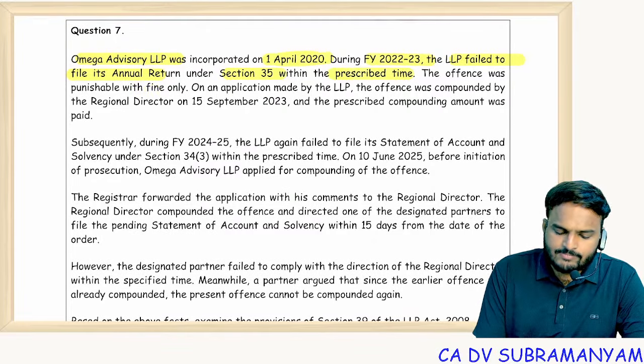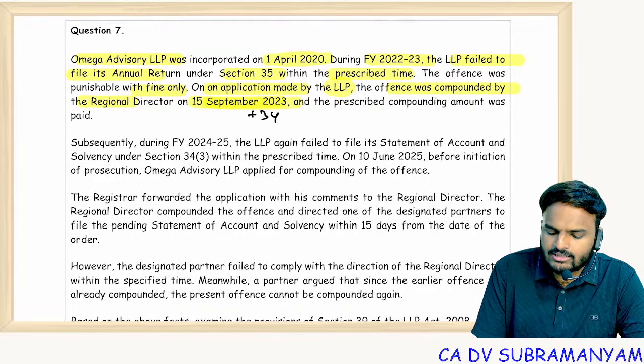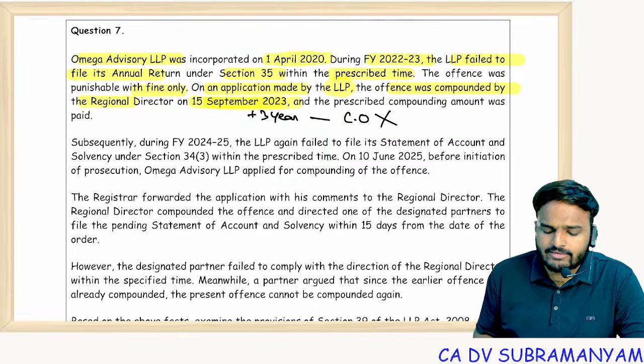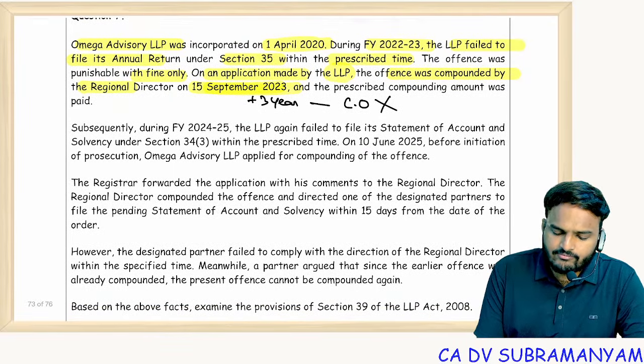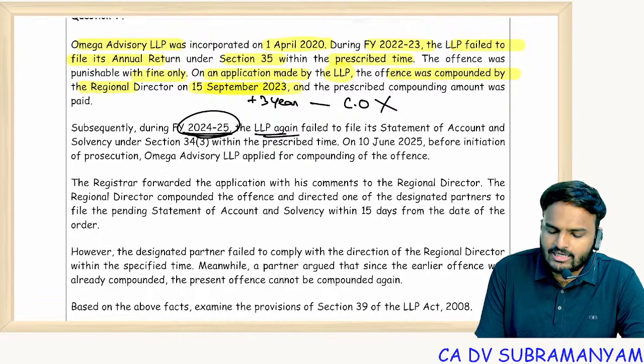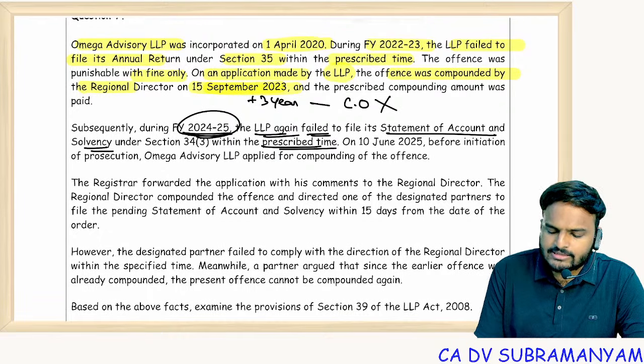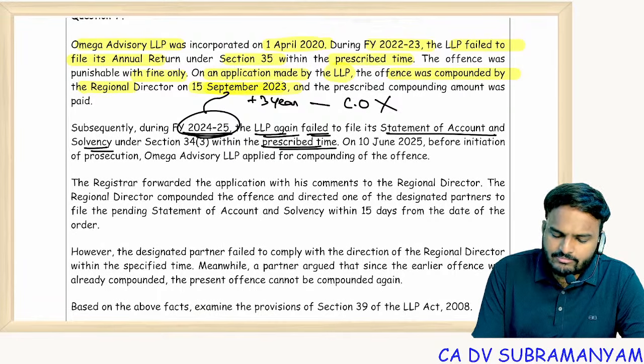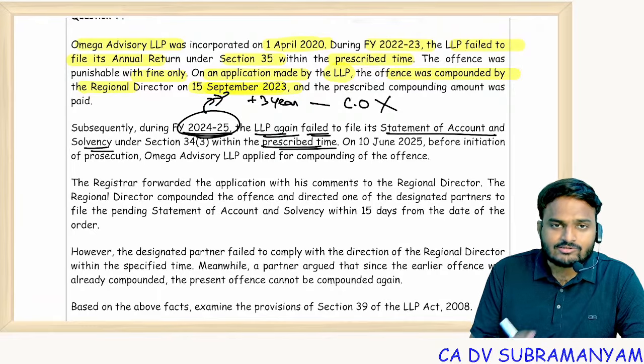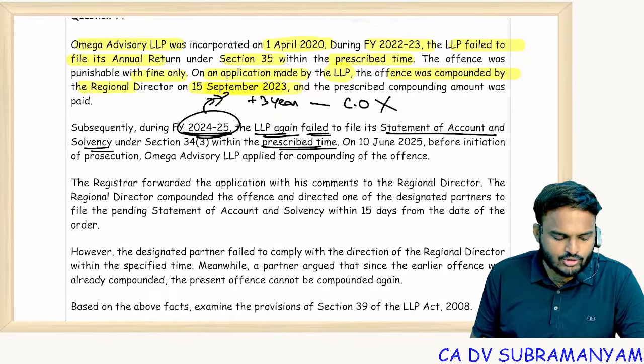The offence was punishable with fine only. On an application made by LLP, offence was compounded by the regional director on 15th September 2023. From here onwards, next 3 years, for same offence, compounding of offences benefit is not given. Subsequently, financial year 24-25, LLP again failed to file its statement of accounts and solvency within the prescribed time. So this offence was committed within 3 years only. So subsequent offence, compounding benefit not allowed.